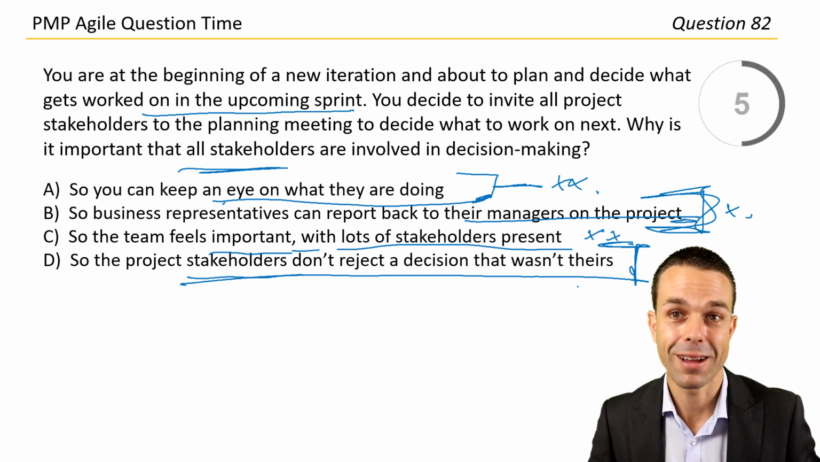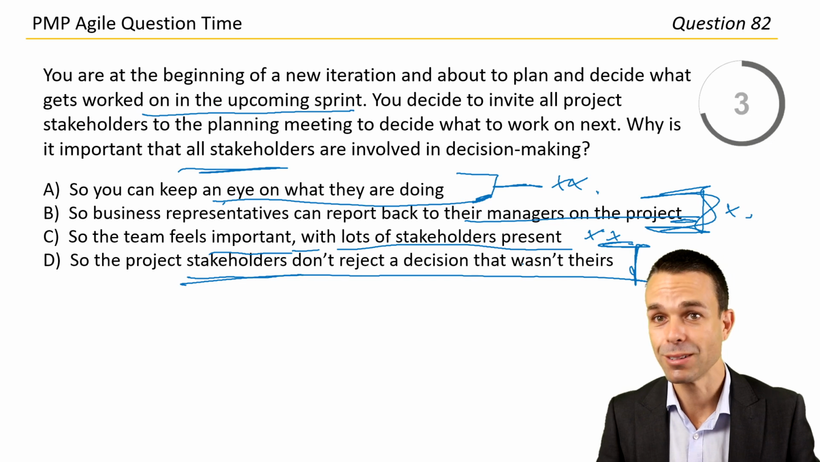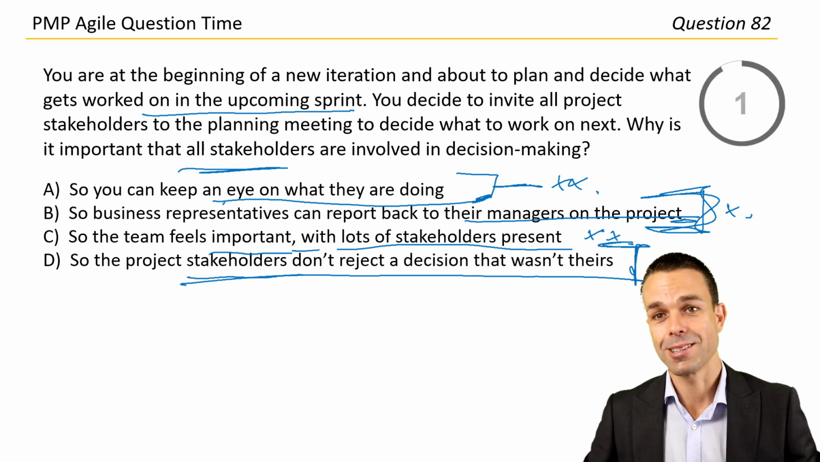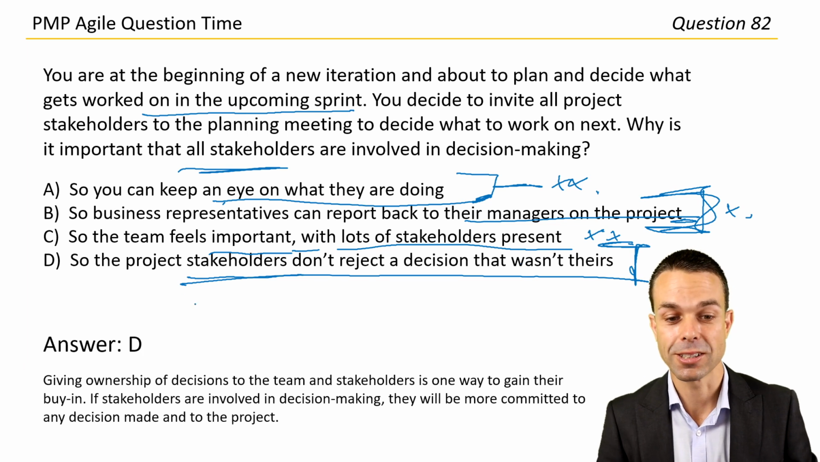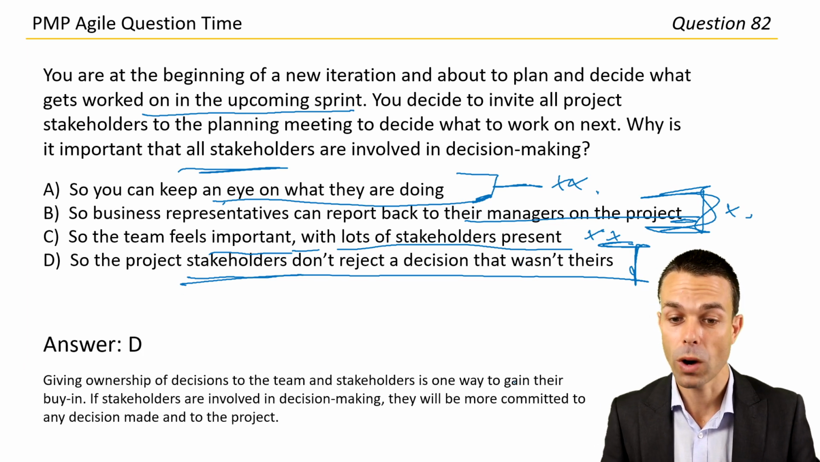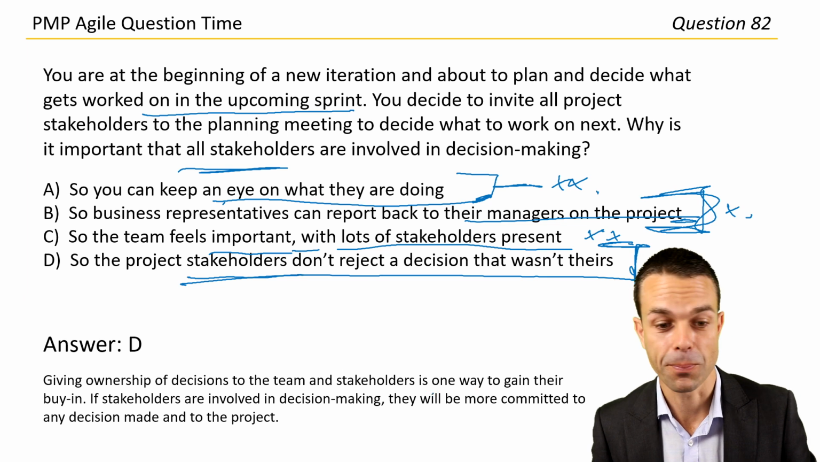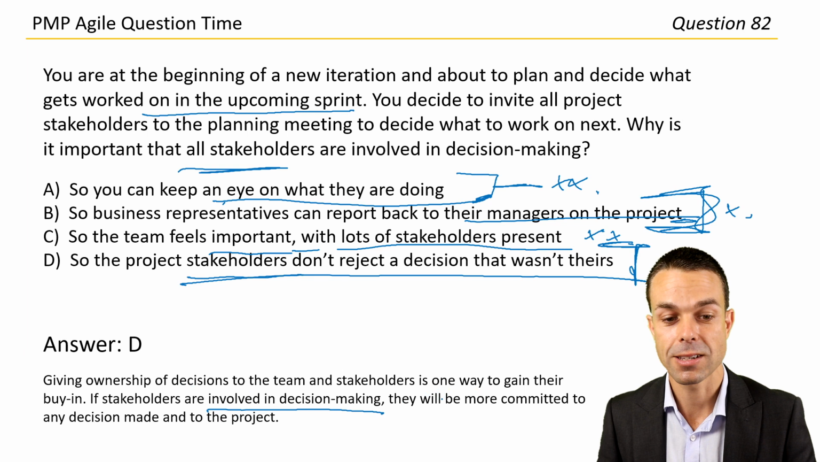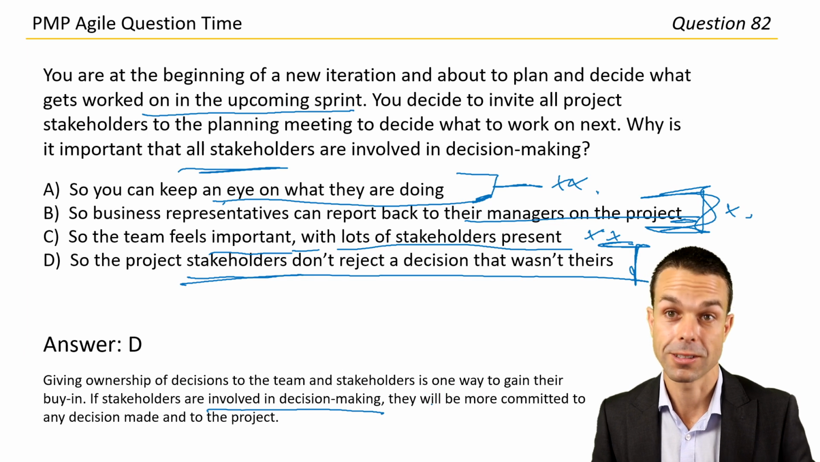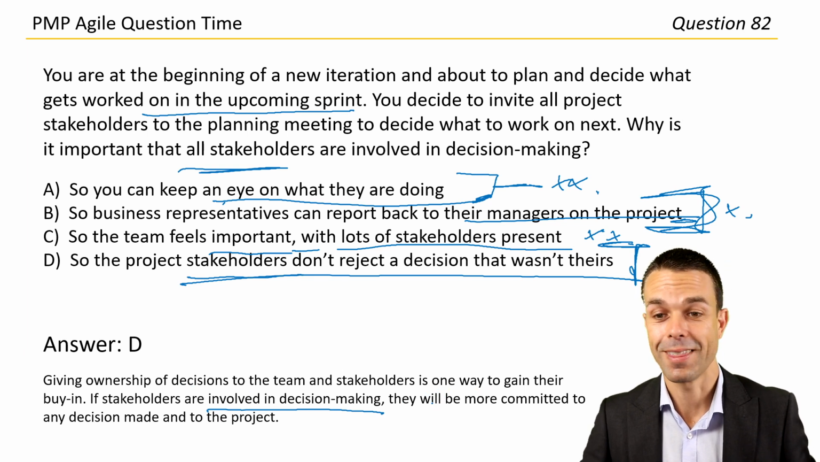And you will probably have found this in your job already. If you haven't, you certainly will. All of that to say, let's go with answer D for now. There it is. Giving ownership in decisions to the team and stakeholders is one way to gain their buy-in. If stakeholders are involved in decision making, they'll be more committed to any decision made and to the project itself as well. So important. And that's another really, really good question, guys.